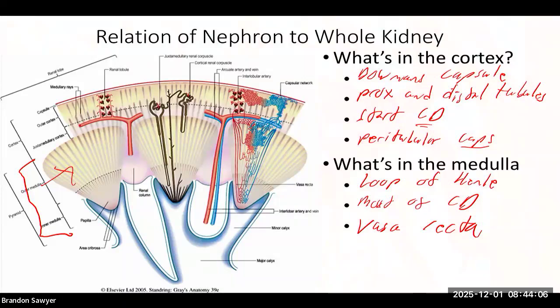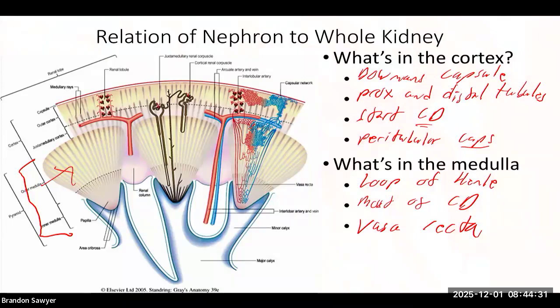Okay, questions on any of that or what I wrote? What's your question, Lena? Yeah, what's these ones here? Second one. Most of collecting duct is what I'm saying there. Yeah, thank you for asking.